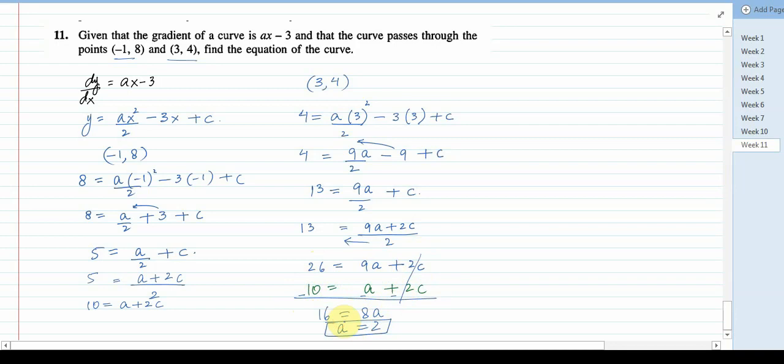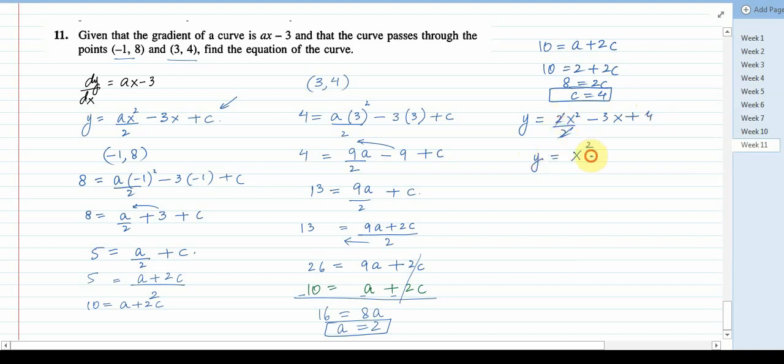Once you have the value of a, I'm using equation number 1, 10 equals a plus 2c. The value of a we have, it's 2. So 10 minus 2, 8 equals 2c, and the value of c is 4. Right, now you have the value of a and c. The equation of the curve, it will be y equals a, which is 2, x squared upon 2 minus 3x plus c, which is 4. Simplify. The final answer is y equals x squared minus 3x plus 4.